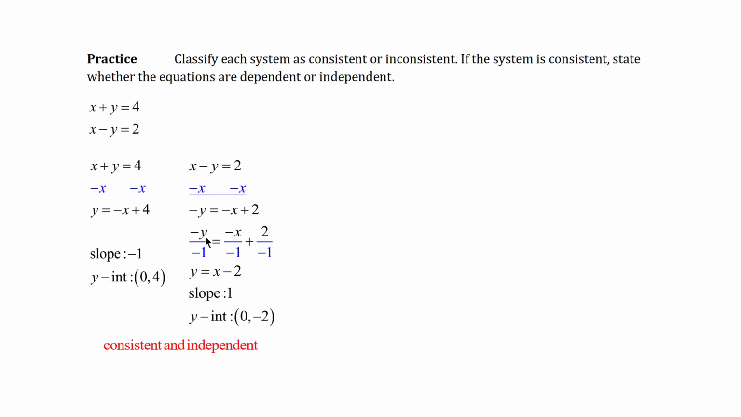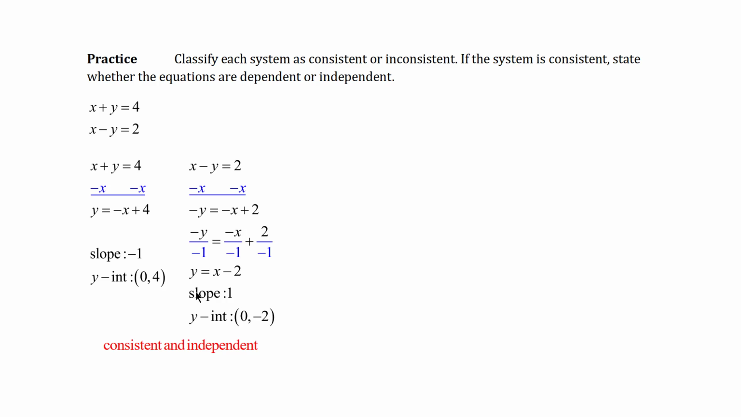Simplifying the left-hand side, -y divided by -1 is y, and on the right-hand side, negative x divided by negative 1 is x, and 2 divided by negative 1 is negative 2. So the result is y equals x minus 2. The slope is positive 1. The y-intercept is (0, -2).